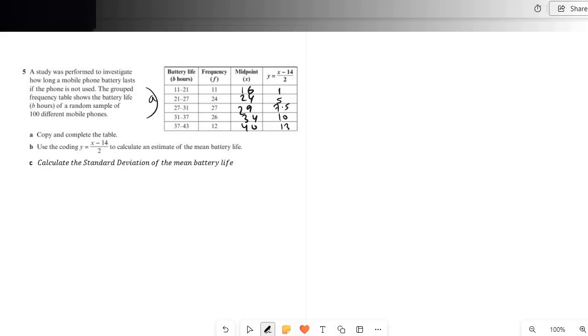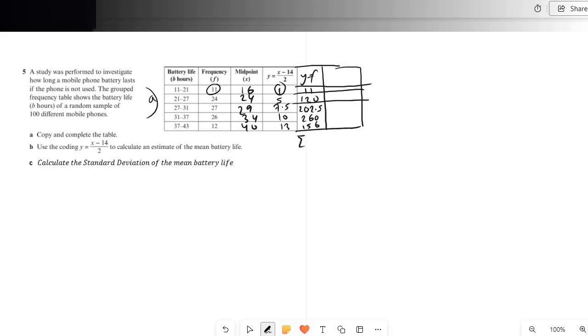For part B, we have to calculate an estimate of the mean battery life. So we can extend this table by adding yf here, which is the product of y with its corresponding frequency. For the first one, it is 1 multiplied by 11. This gives us 11. And then we have 120, which is by multiplying 5 with 24. Then 27 multiplied by 7.5 gives us 202.5. Then we have 260. And finally, we have 156. And this is the completed table for yf.